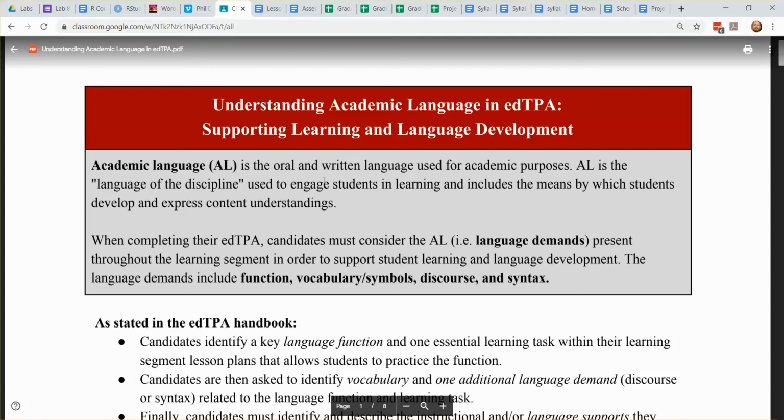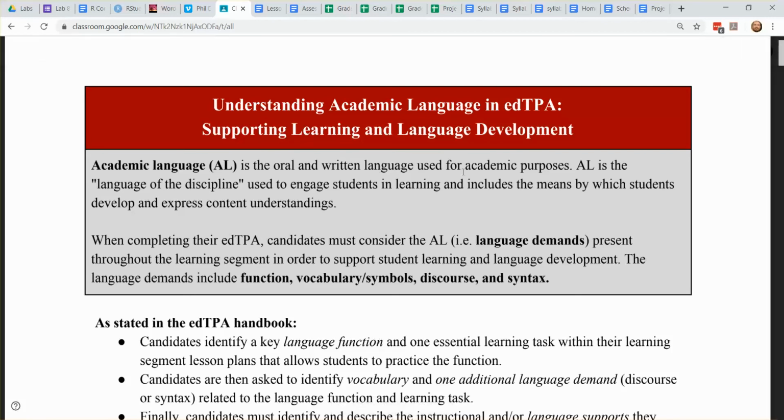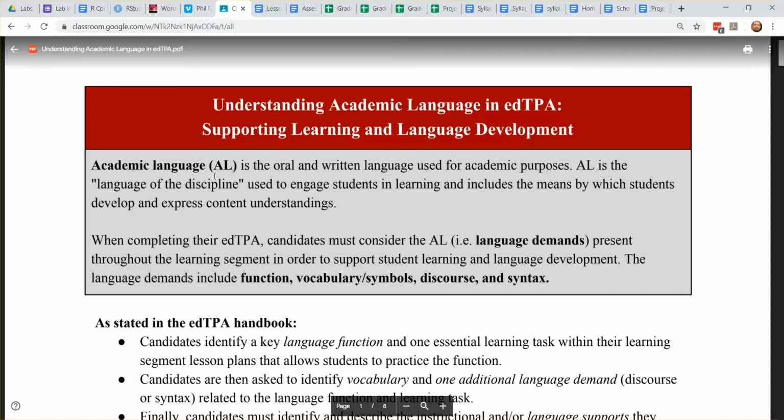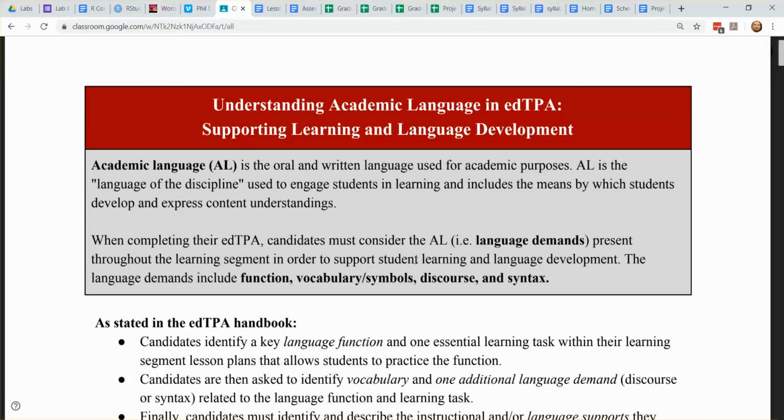Academic language is the oral and written language used for academic purposes. So it's the language of the discipline used to engage students in learning, and it includes the means by which students develop and express content understanding. So it's not just everyday language, but it's language tied to a discipline and used for academic purposes for learning. So when you're completing your edTPA, you must consider the academic language, the language demands present throughout the learning segment in order to support student learning and language development.